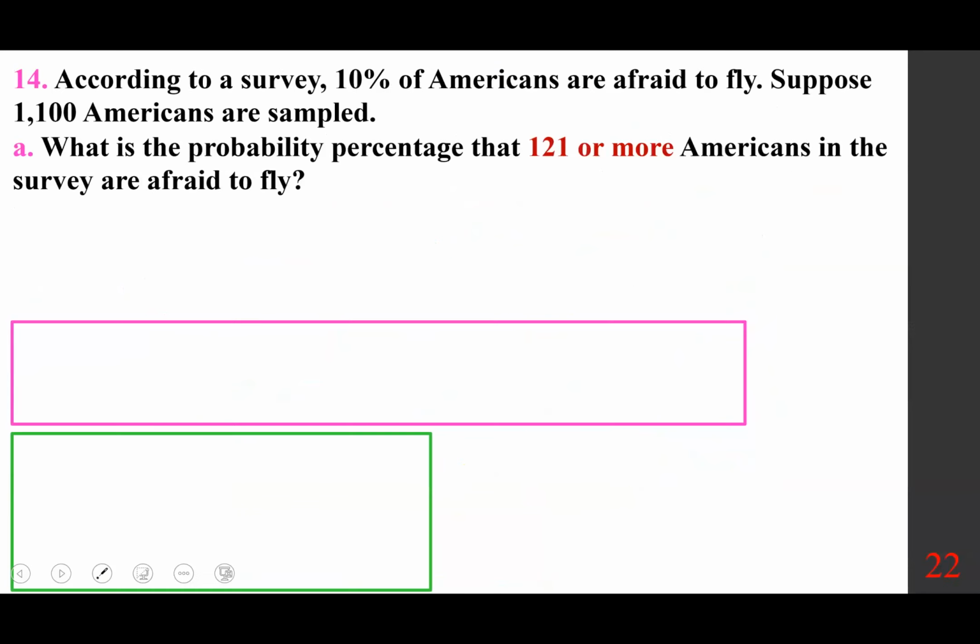What I want to do is look at this last question, which is similar to that from different points of view. According to a survey, 10% of Americans are afraid to fly. Suppose 1,100 Americans are sampled. What is the probability percentage that 121 or more Americans in this survey are afraid to fly?